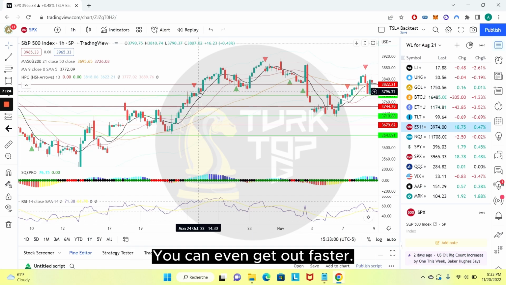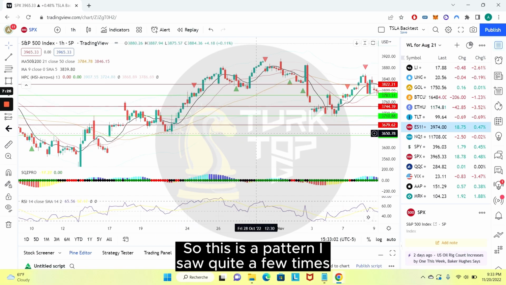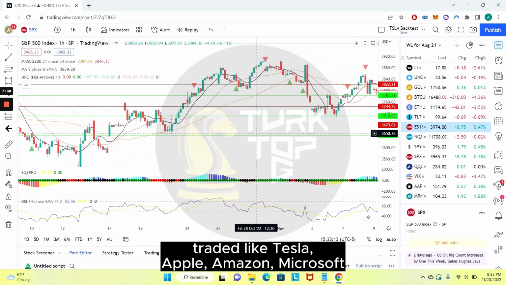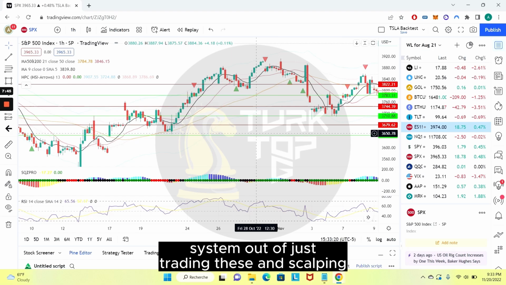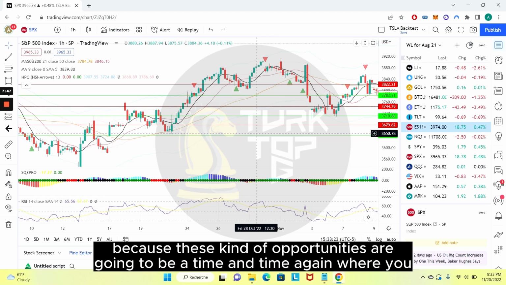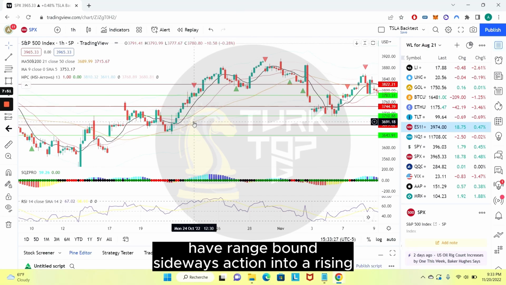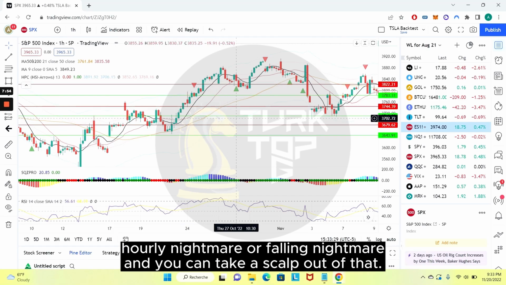So this is a pattern I saw quite a few times, and this is something I wanted to mention if you want to take advantage of it. If you add a few more actively traded stocks, like Tesla, Apple, Amazon, Microsoft, and QQQ and SPY, I think you can make a good system out of just trading these and scalping. These opportunities appear time and time again, where you have range-bound sideways action into a rising or falling hourly 9MA, and you can take a scalp out of that.